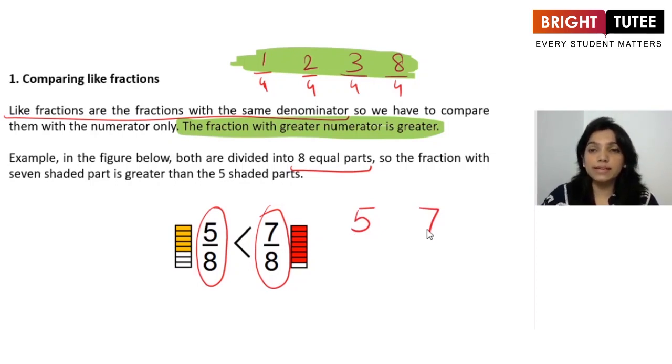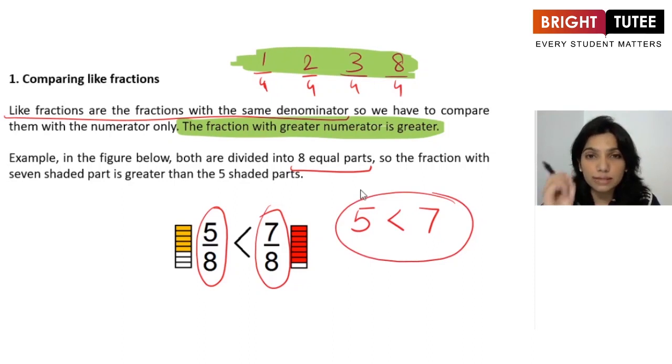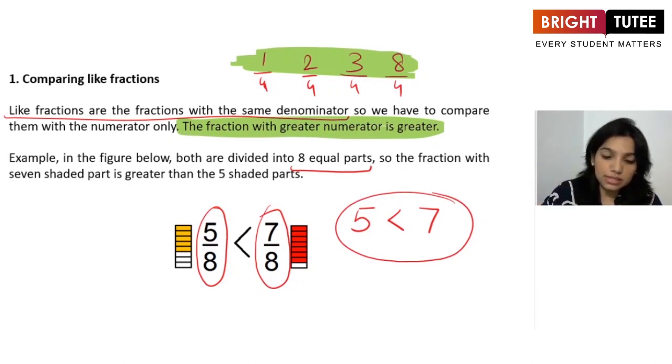What's bigger? Is 7 bigger or is 5 bigger? Obviously you know the answer. 7 is bigger. So what do we do when we see like fractions? Because they have got the same denominator, we just look at the numerators and we compare them and say who's bigger. I hope this is clear.